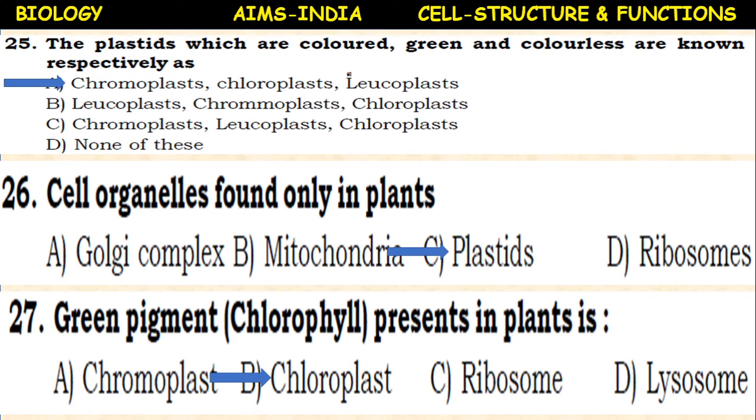Where are these chloroplasts present? In the green parts of the plant. What are the green parts of the plant? Leaves. Leaves are called the food factories of the plant. How do they manufacture food? With the help of this chlorophyll pigment only. In which process? Photosynthesis. So the green pigment chlorophyll is present in the chloroplast of the plant cells.